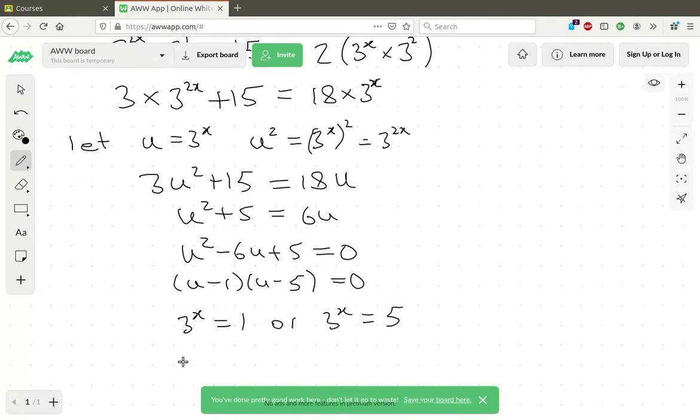And so sure enough, we get x equals 0, because 3 to the 0 is 1, or x equals, well, this is a log problem. It's basically log base 3 of 5, yeah? We're saying, what do we need to put 3 to the power of to get to 5? And you can, because your calculators deal with mixed bases now, that's fine. And I think that comes to 1.46.